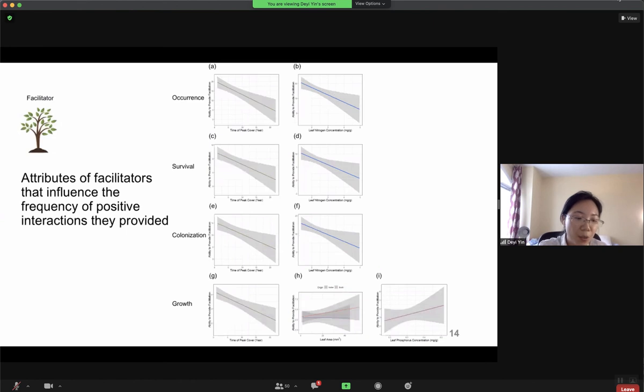And for facilitators, we found that for species occurrence, survival, and colonization, species that reach their peak cover earlier and species with lower leaf nitrogen concentration are likely to provide more positive interactions to other species. And for population growth rates, species that reach their peak cover earlier and species with larger leaf area and higher phosphorus concentration are able to provide more facilitation to other species. And these effects seem not very sensitive to species origin.